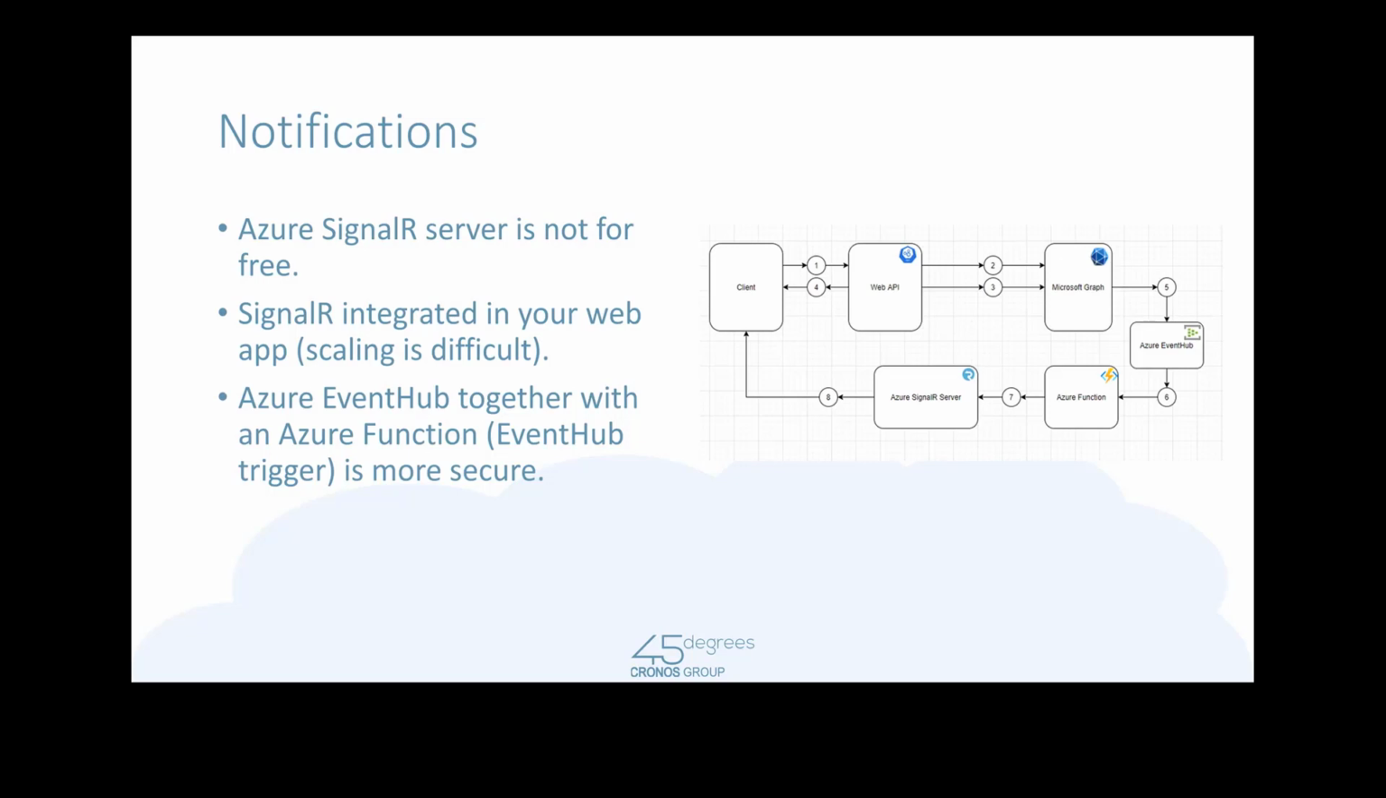We're going to use the Azure Event Hub together with an Azure function. And we are sure then that it is more secure, because we can have a security line between our client or web API or Microsoft Graph, and then go through the Azure Event Hub that picks up that notification. We don't have to create our own change notification in our web API. So Event Hub will pick up that notification and send it to our Azure function.